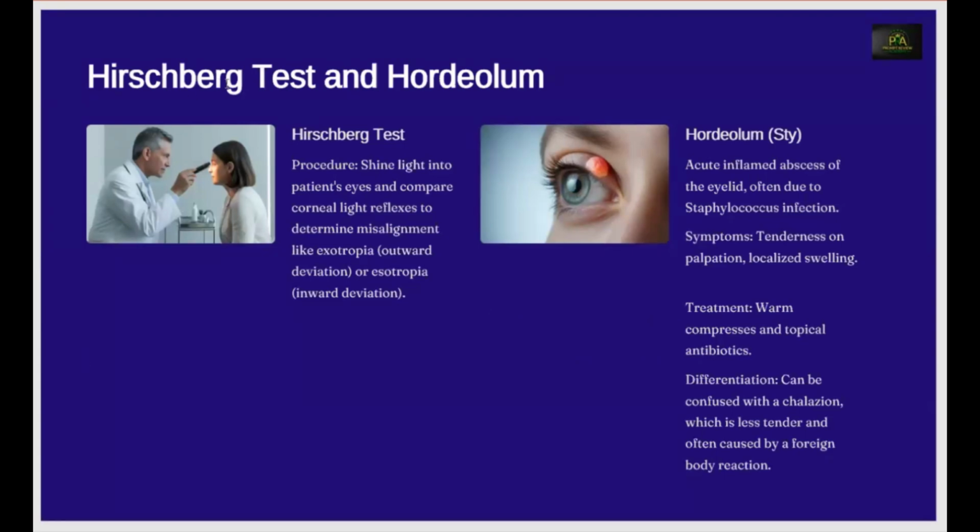So we have the Hirschberg test. So always know that the Hirschberg test is very high yield. How do we do that? You shine light into the patient's eye and compare corneal light reflexes to determine any misalignment, like outward deviation or inward deviation.